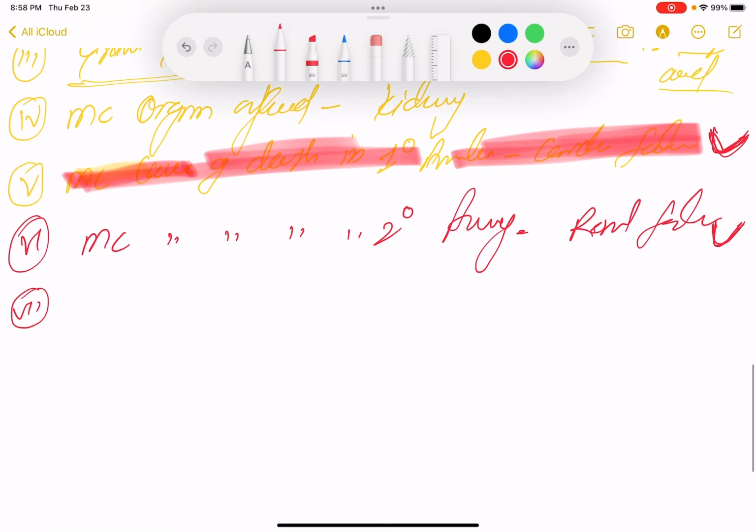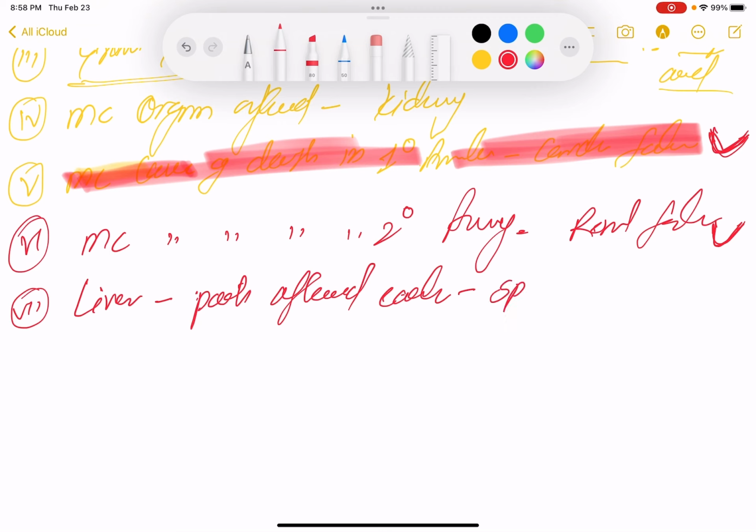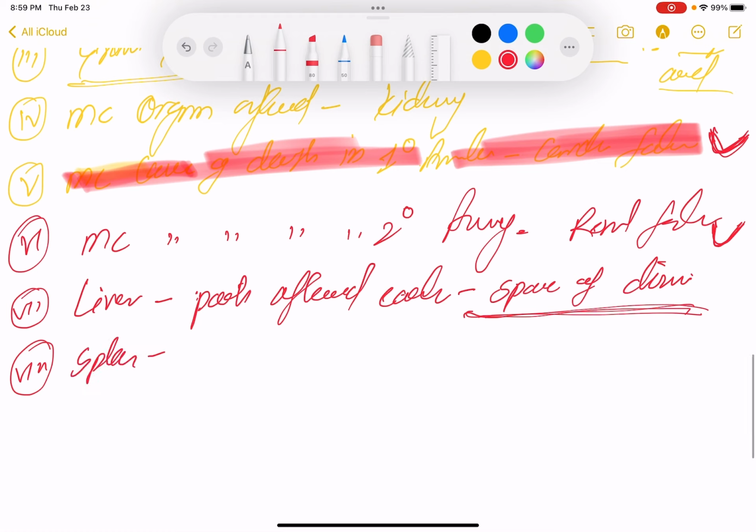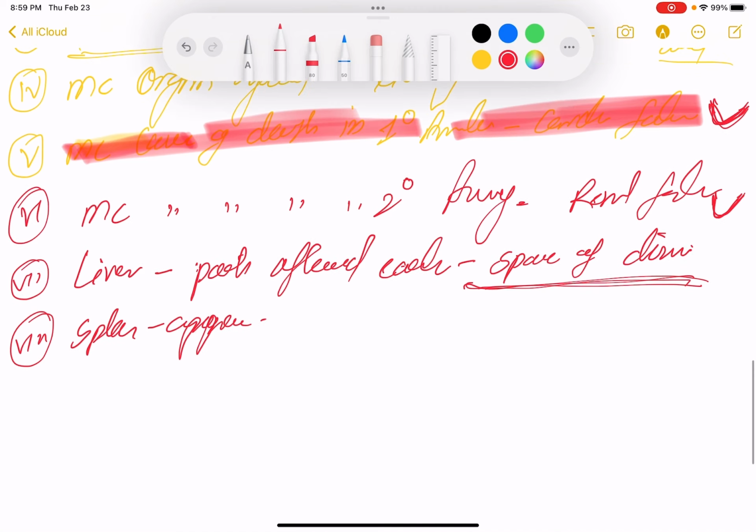Then the seventh MCQ is: in the liver, which part is affected first in amyloidosis? It is the space of Disse. The space of Disse will be affected first. It is also very important. And then the last one is the spleen. If there is amyloidosis, meaning abnormal protein accumulation in the spleen, how will the spleen appear? The spleen will appear as sago spleen.